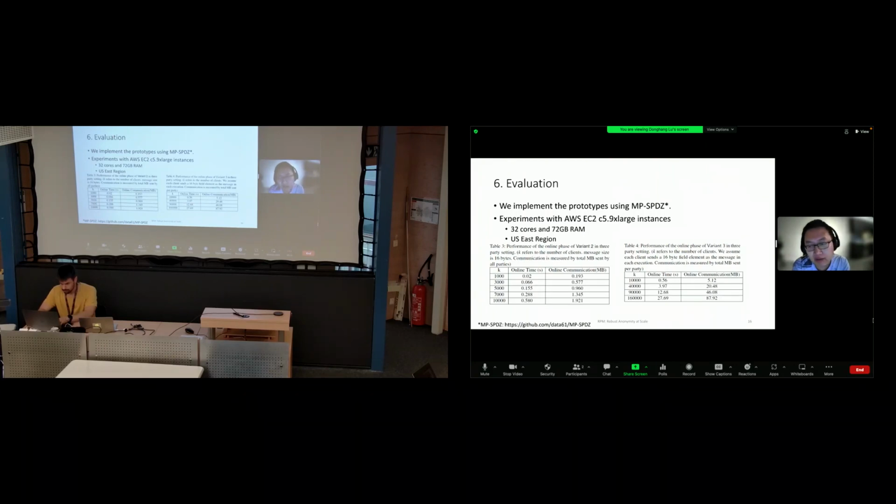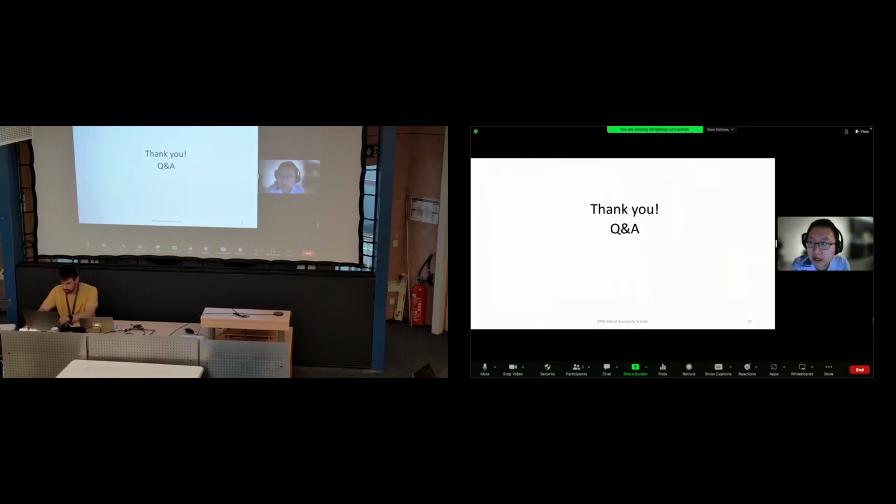On the right-hand side, we have the performance table of our variant 3. This shows that we can basically shuffle 60K messages in around 28 seconds. So this is basically everything I want to cover today, and we can take some questions here. Thanks for listening.